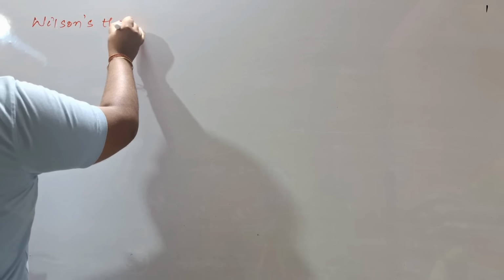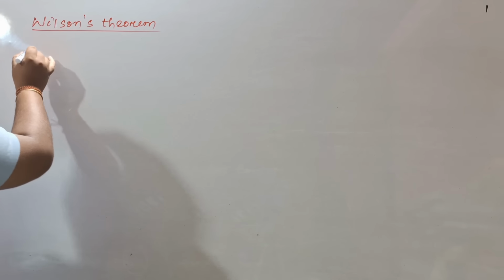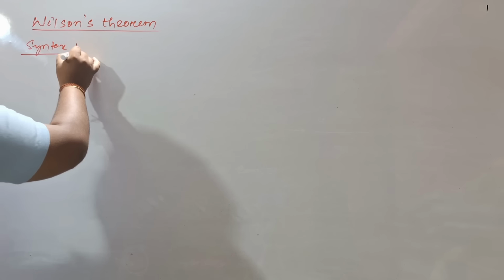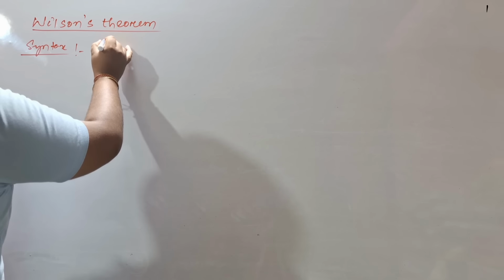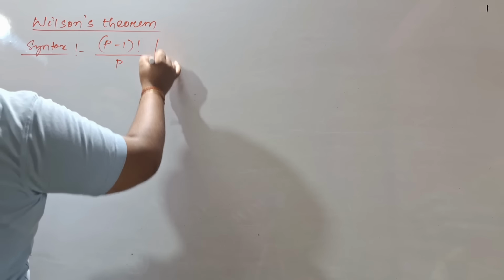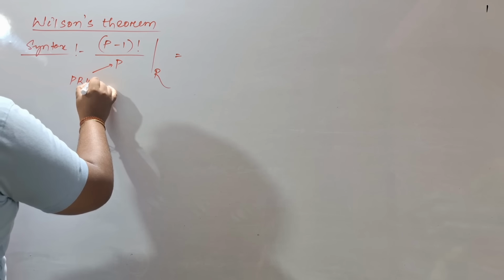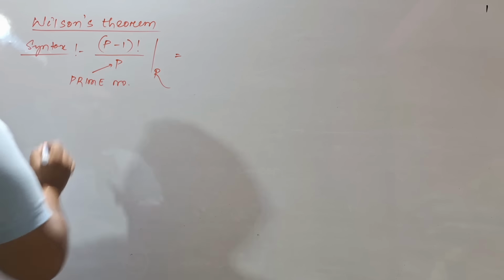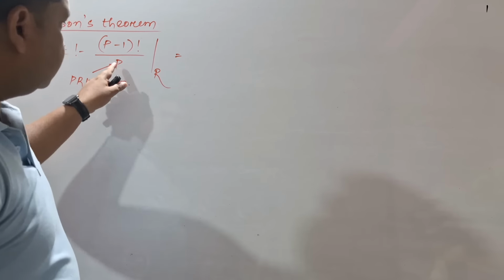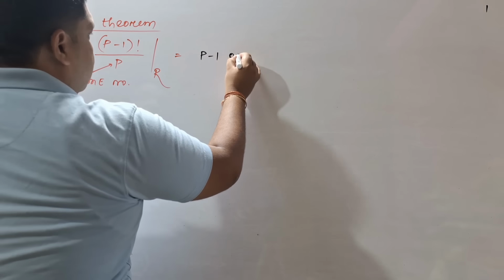Wilson's theorem to find the remainder. Here the structure of the question is more important. The structure is: when (p minus 1) factorial is divided by p, find the remainder, where p stands for a prime number. So (p minus 1) factorial divided by p, the remainder is p minus 1 or minus 1.